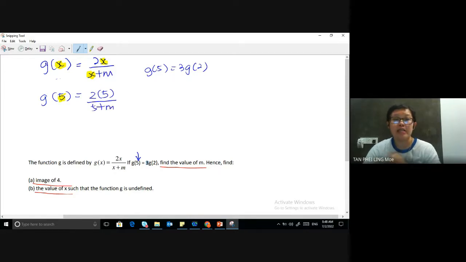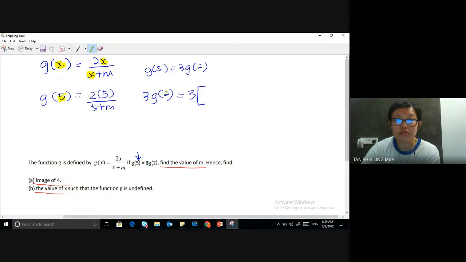Is it clearer? So now I was given that when I know my object is 5, I substitute in. So I get this part. And then the second part that I have here is 3g(2), which means I have to do 3 times my g(2). So g(2) again, 2 is my object.